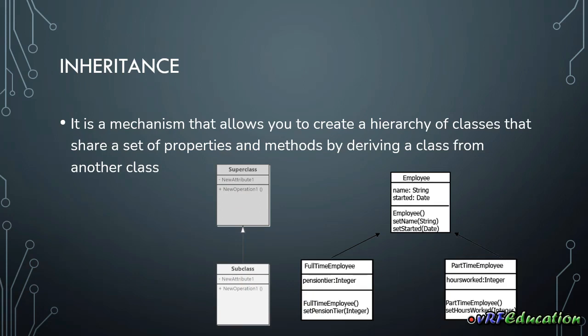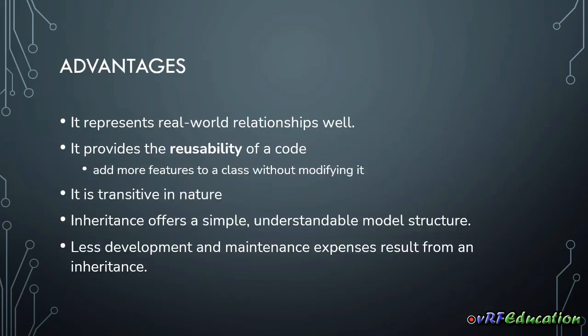Let's see what the advantages of inheritance are. Inheritance provides a lot of advantages. The first one, as I said, is that it represents real-world relationships well. So you can model your real-world entities in your application based on their relationships. And it's very important when you want to create an application that is related to real objects in the real world. Also, it provides reusability of code. It's very important. You don't need to repeat common properties and also behaviors or methods in classes.